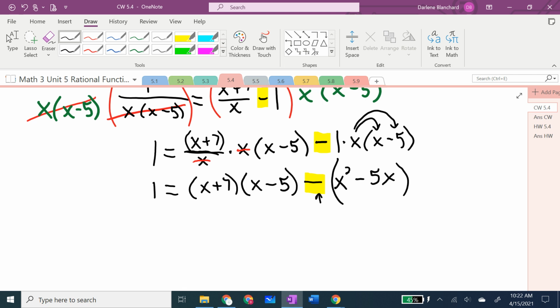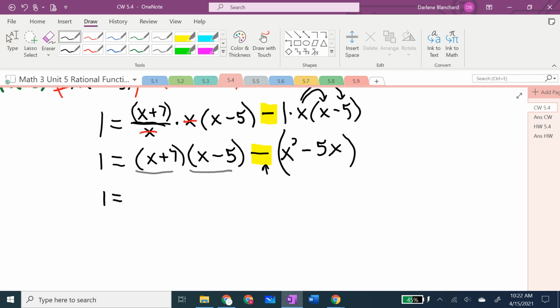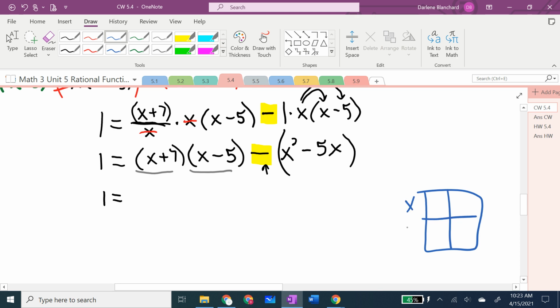Now, this is something that you have dealt with before at this point, but let's still take it a little bit slow. You need to multiply these together before you can deal with the minus sign. And I'm going to go ahead and throw on a quick box. x times x, x times 7, x times negative 5, and 7 times negative 5. So I'm getting x squared plus 2x minus 35.